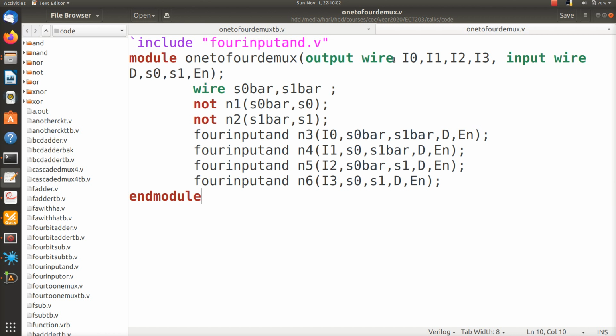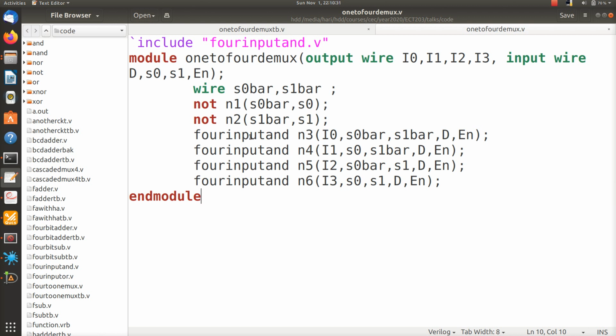Output wires are I0, I1, I2, I3, the 4 output lines. Input wires are D, then S0, S1, the select lines, and 1 enable pin. There are some local internal nets because I have to complement S0 and S1, so they are S0 bar and S1 bar. Two NOT gates are used for complementing S0 and S1. So S0 bar is the complement of S0, and S1 bar is the complement of S1.